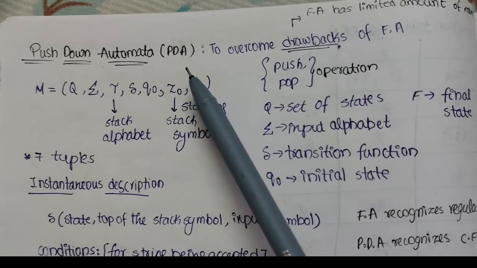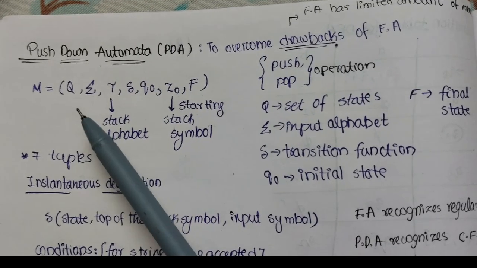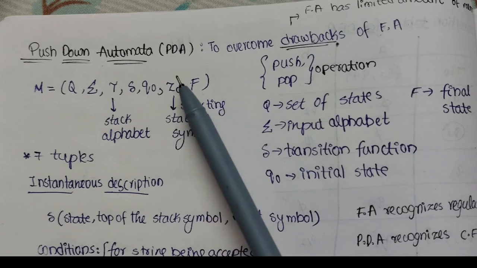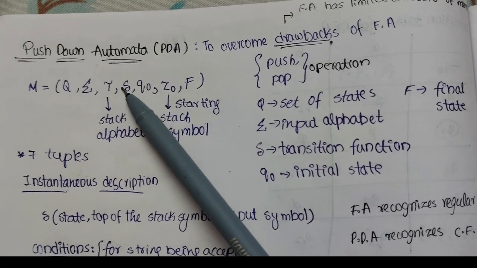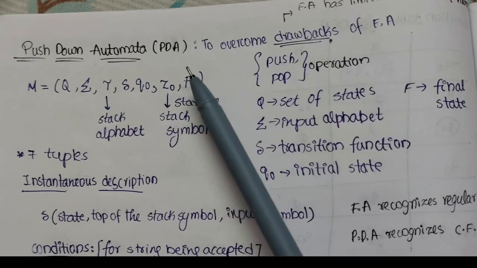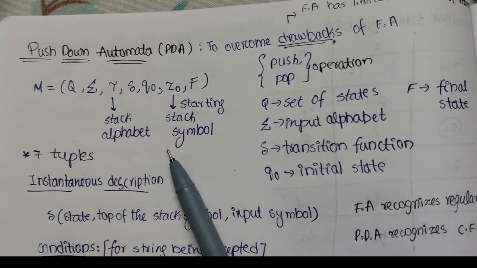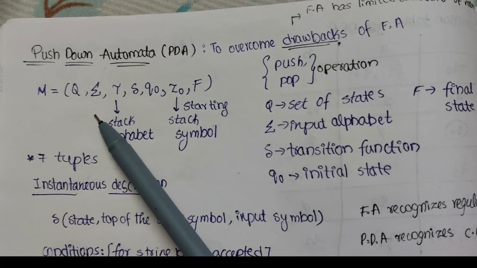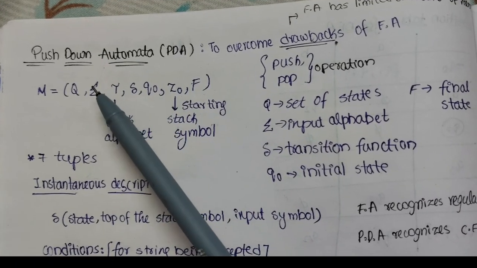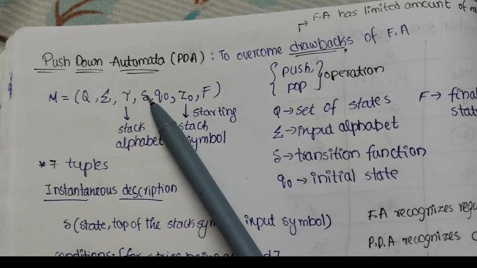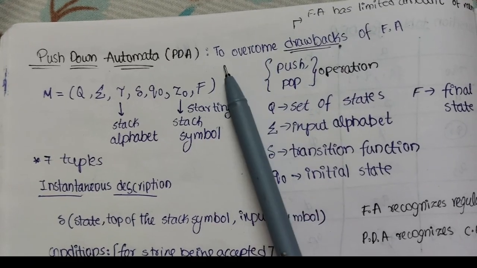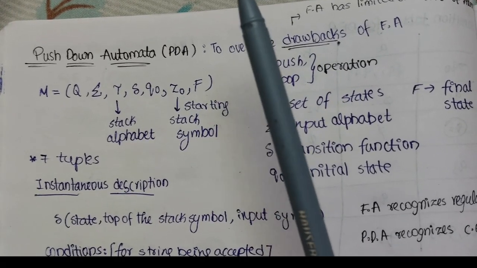Basically, a pushdown automaton has 7 tuples: Q, sigma, tau, delta, q naught, z naught, and F. Only tau and z naught are new to us. Tau means stack alphabet, z naught means starting stack symbol. Q means set of states, sigma means input alphabet, delta means transition function, q naught means initial state, and F means final state.